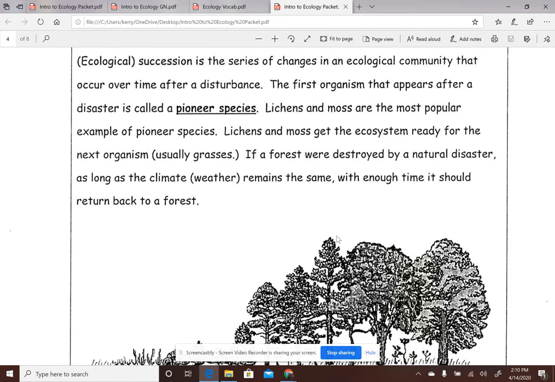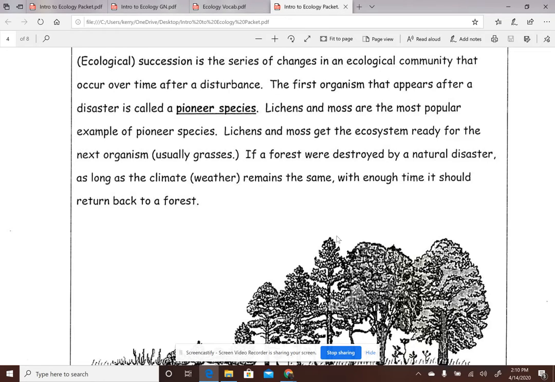The first organism to appear after a disaster is called the pioneer species. Lichens and moss are the most popular example of a pioneer species. Lichens and moss get the ecosystem ready for the next organism, which typically is going to be the grasses.